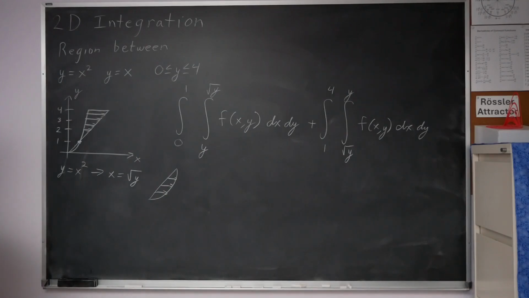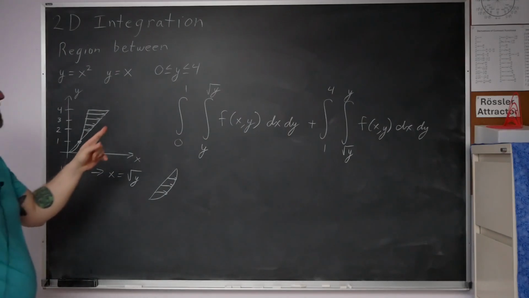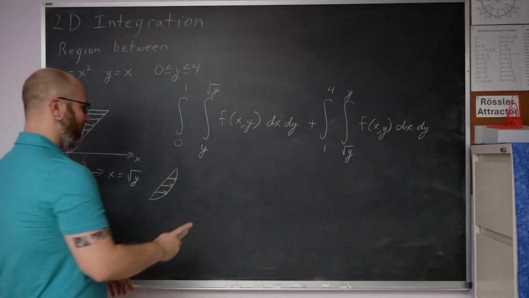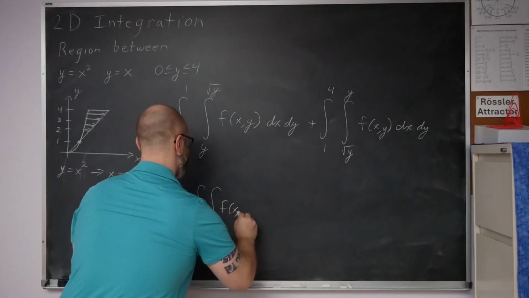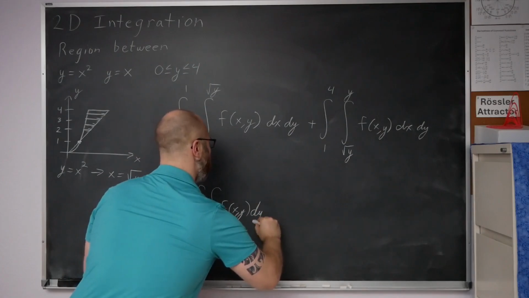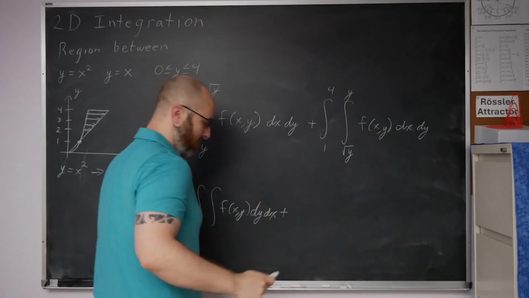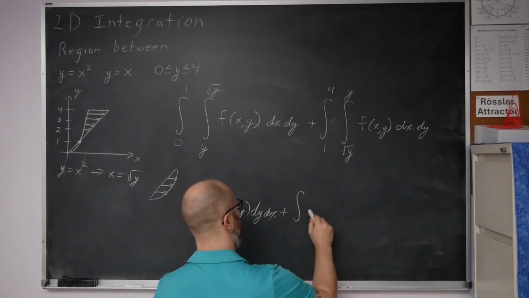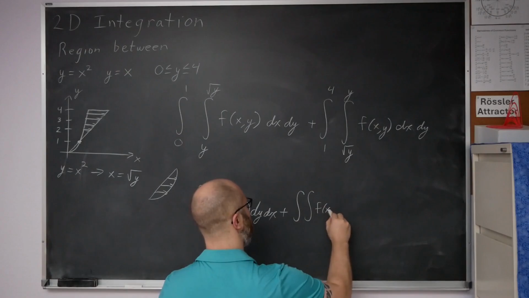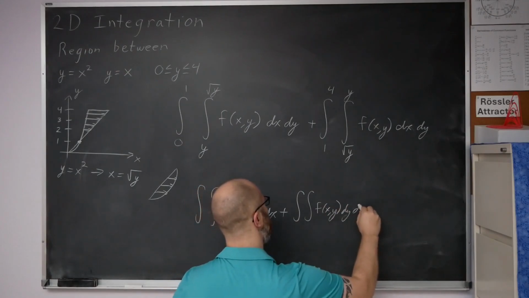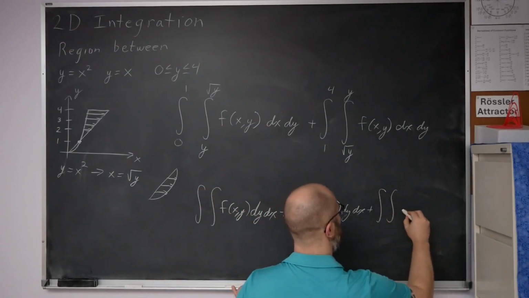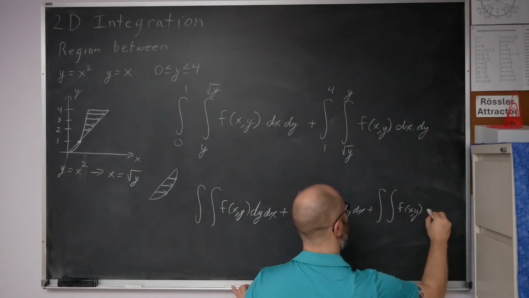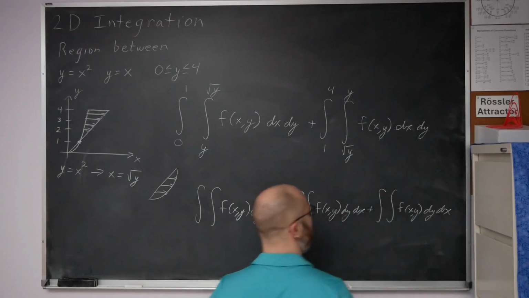All right, well, now for some fun. What if we do the double integral, and we're going to do dy dx? Let's just see how that works out. The integral of f of x comma y dy dx plus the integral of f of x comma y dy dx plus the integral of f of x comma y dy dx. Let's see what that has to be.